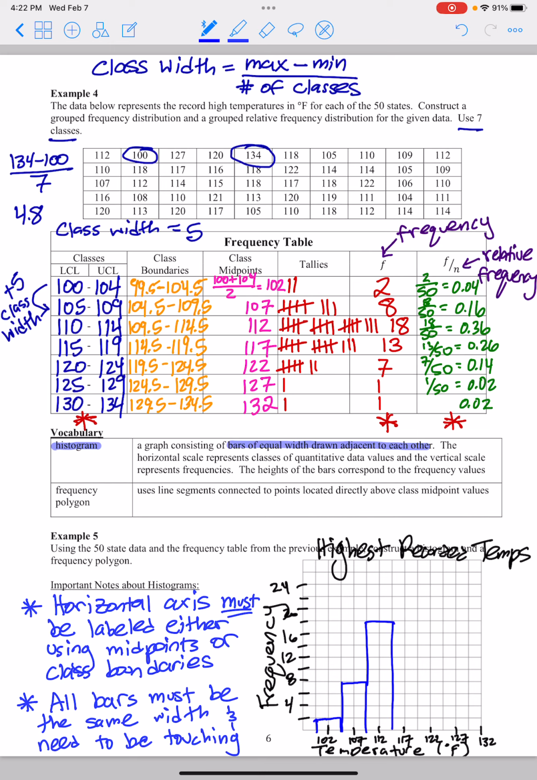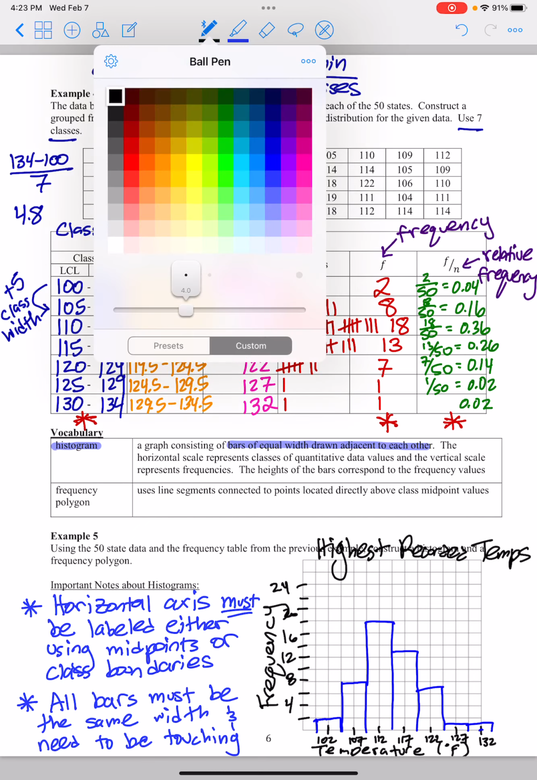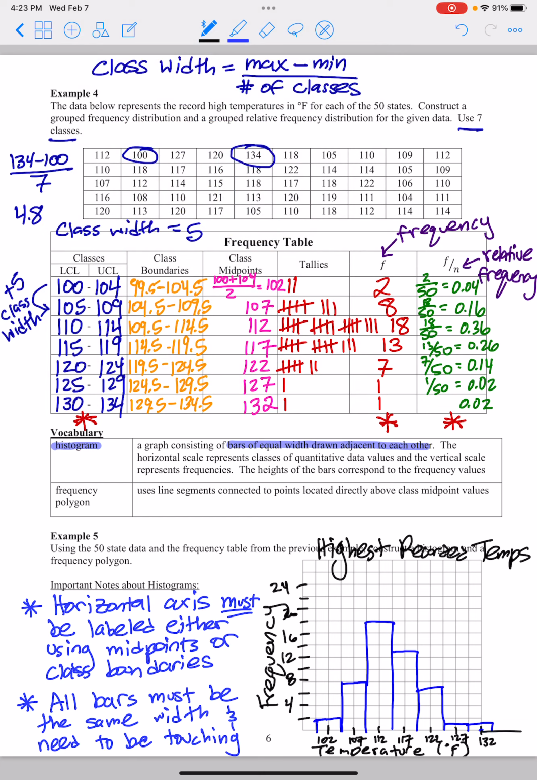13 is between 12 and 14. Then 7. Then 1. And then my last one has 1. I'm going to go off my graph just a tiny bit here. Extend it. And so there is my histogram for these recorded temperatures.